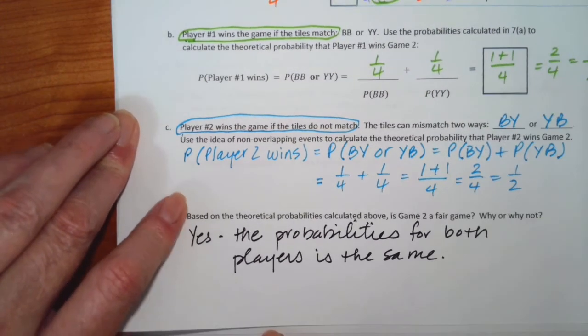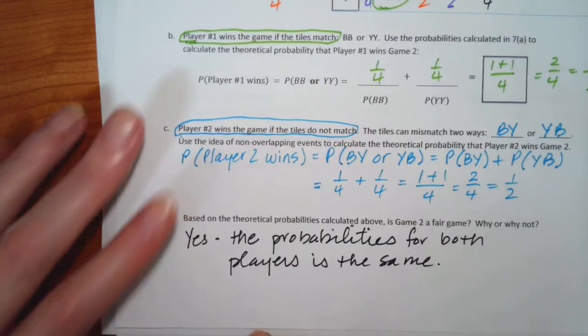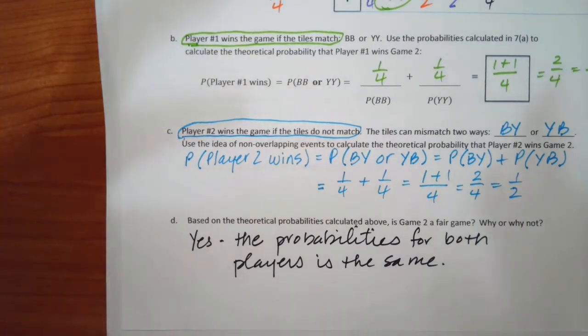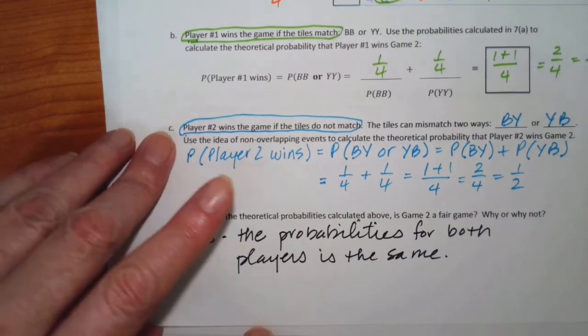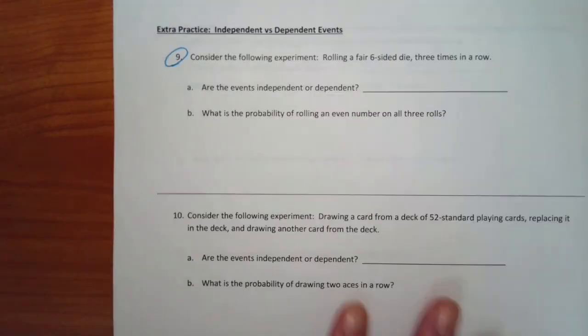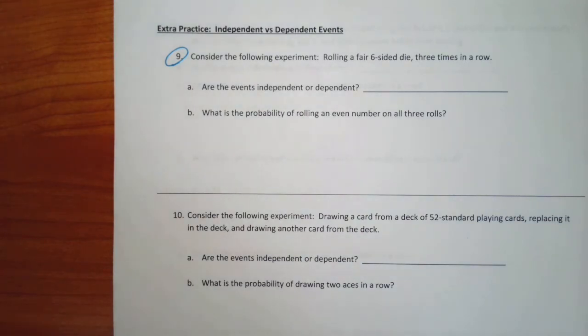So that's the deal with replacement and without. If you're replacing it, you're not changing the game plan. You are just doing the experiment over so one doesn't have anything to do with the other. If you are changing the experiment, if you are changing what is in the bags, then that becomes a dependent event.